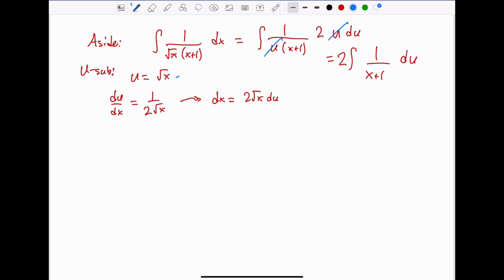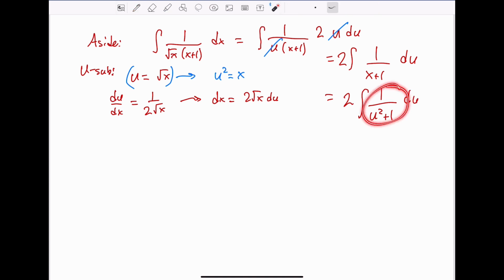Check this out. If I square both sides of this u equals the square root of x, I get u squared equals x. So this x is the same as u squared. I'm going to replace that x with u squared. Does this look familiar? I hope so.